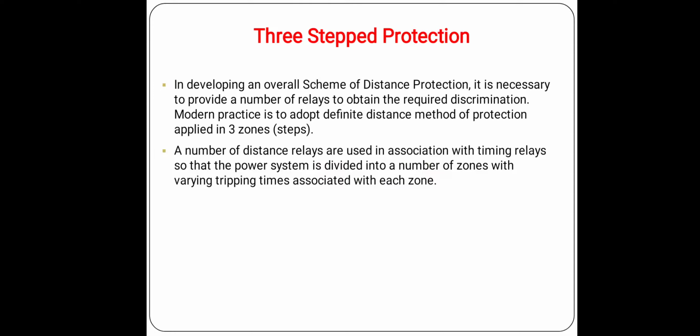Basically, in developing an overall scheme of distance protection, it is necessary to provide a number of relays to obtain the required discrimination. Modern practice is to adopt a definite distance method of protection applied in three zones, or three steps. A number of distance relays are used in association with timing relays so that the power system is divided into a number of zones with varying tripping times associated with each zone.